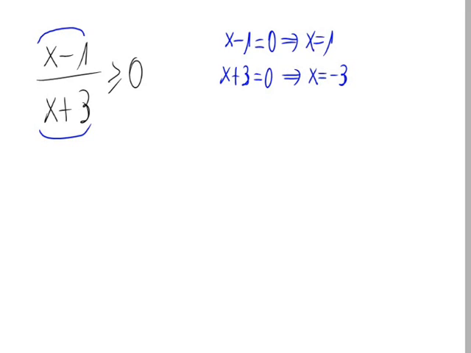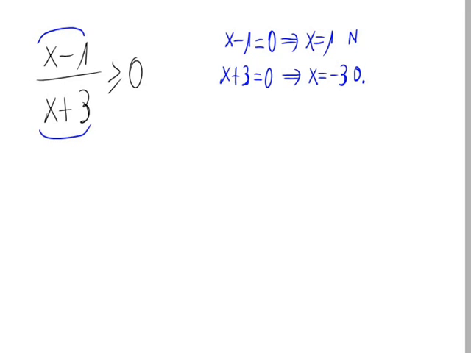Now, we've done this. For our fraction to be bigger or equal to 0 means that it is a positive number. Let's represent these values on a straight line. First let me remind you that the number 1 and the number -3 make the numerator and the denominator, each one, equal 0.